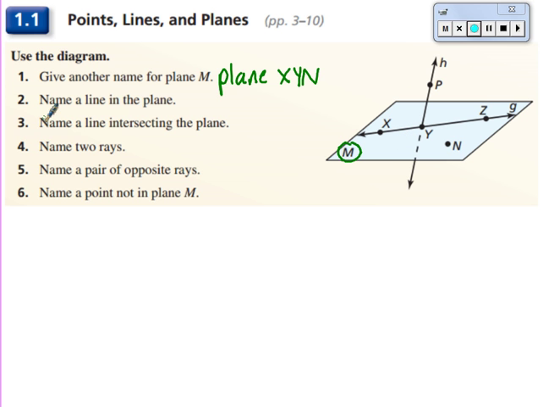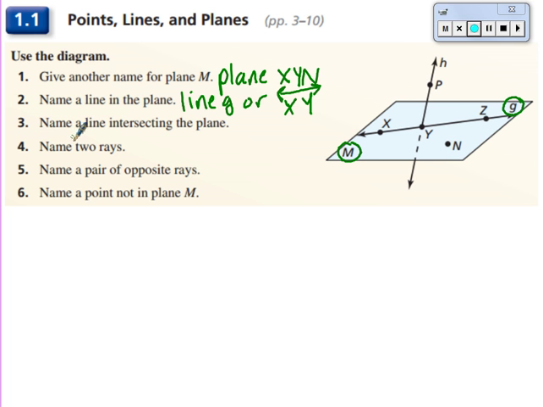Okay, number 2. Name a line in the plane. So the only line that's in the plane would be this line right here. You could call it line G, with little G next to it. So I could write line G like that. Or anytime you name a line, you can use 2 letters. So maybe I wanted to say X and Y. Those are 2 points on the line. But when you do the 2 letters, you need to have the line symbol above. So that is the 2-sided arrow like that.